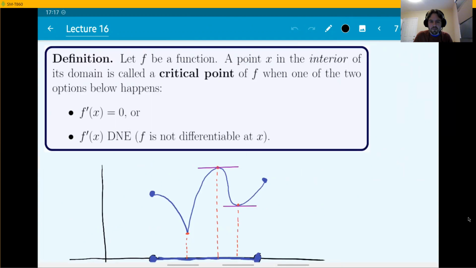Last definition, last piece of terminology for today, the concept of a critical point. This is really the one that's going to be the most useful for us, and it's the easiest one to define. So let f be a function, a point x in the interior of the domain. So once again, if your domain is a closed interval like this, a, b, you're only going to consider those between a and b open. So a point like that is called a critical point of f when one of the two conditions below happens. Either the derivative is 0 or the derivative does not exist.